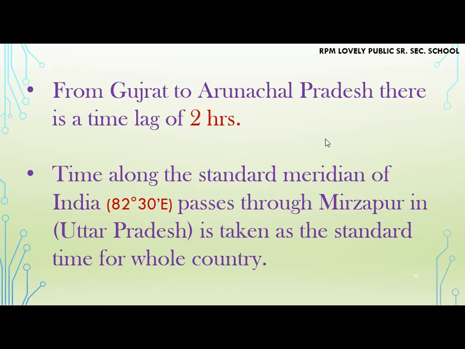Then why our clocks show the same timing? Because the standard meridian of India, which is 82 degree 30 east, passes through Mirzapur in UP, and the local time of Mirzapur is taken as the standard time for the whole country.